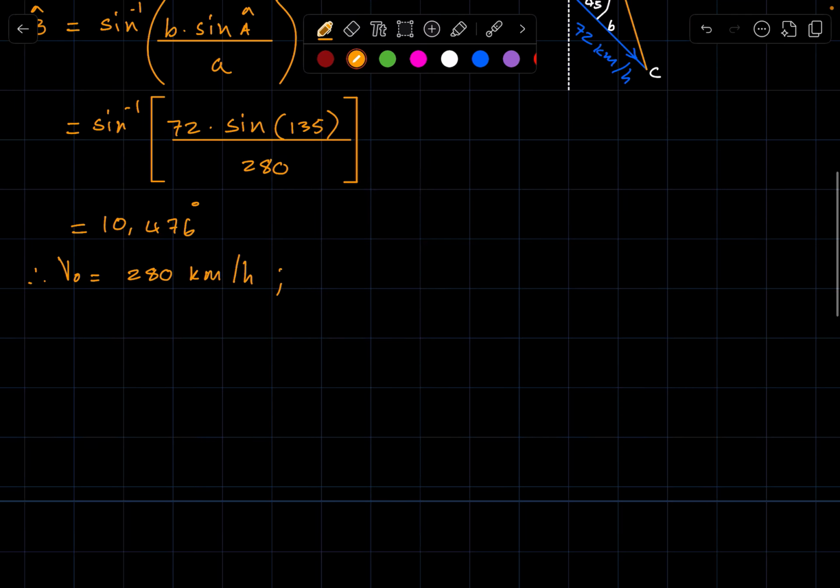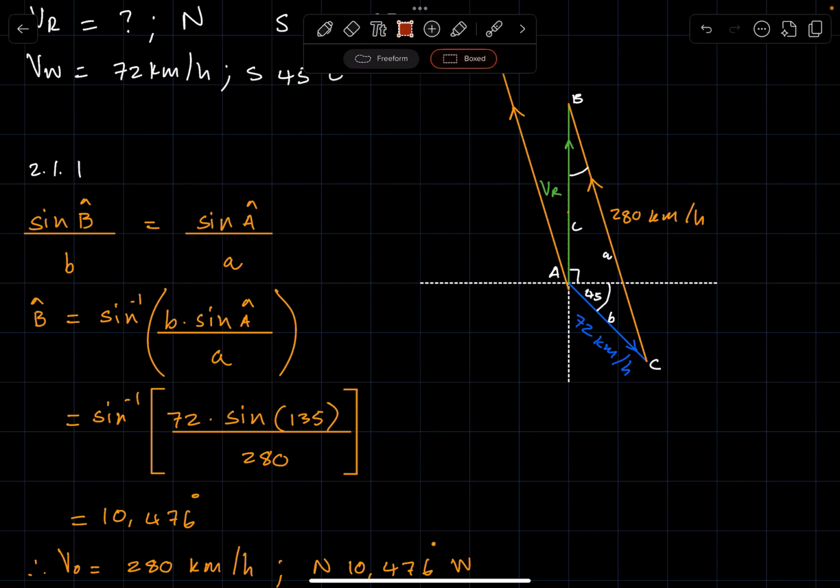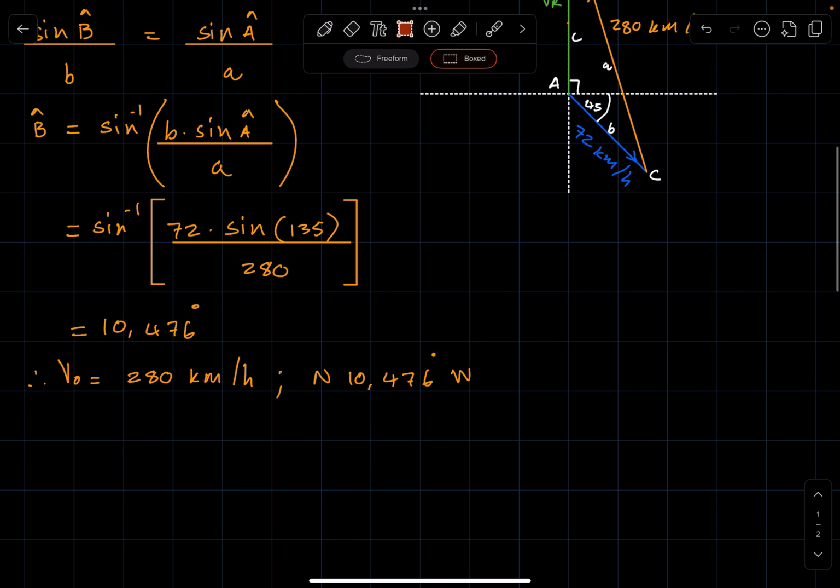So essentially, the direction of flight, you can then say, therefore, VO is 280 kilometers per hour. Direction of flight, remember this angle is referenced from the y-axis. So direction of flight will be north, the angle is 10.476 degrees, headed west. And the north and west are based on the quadrant that vector VO is on.